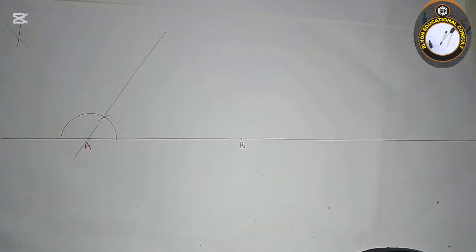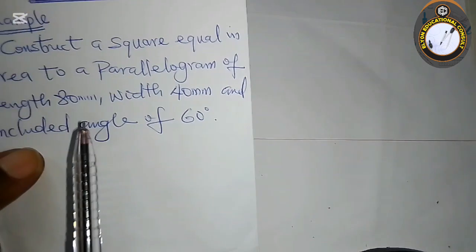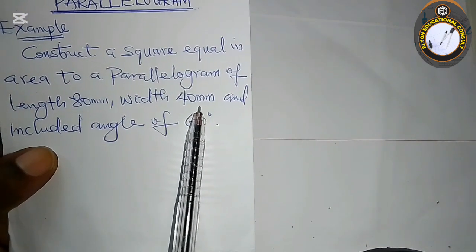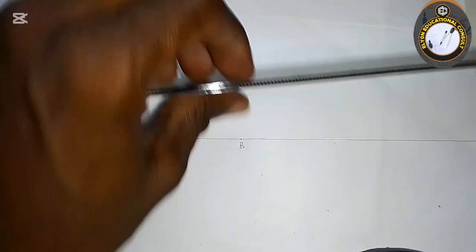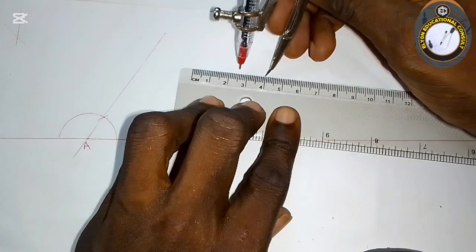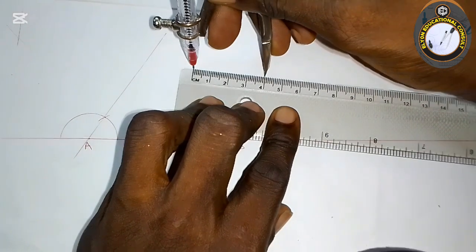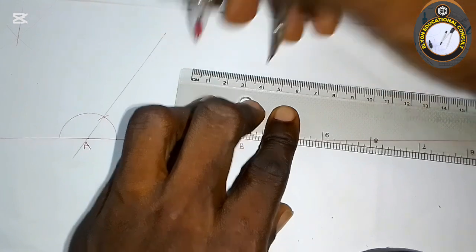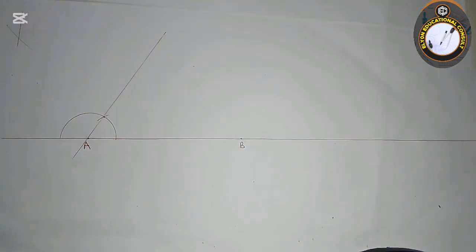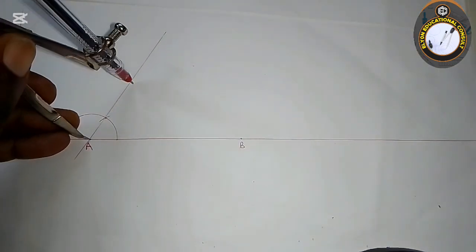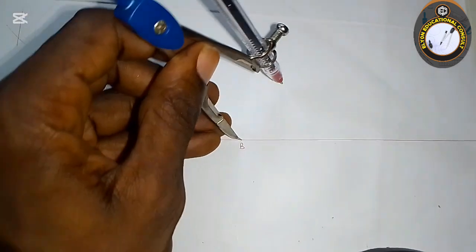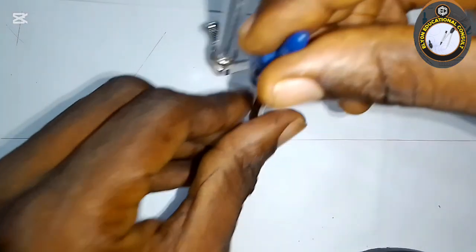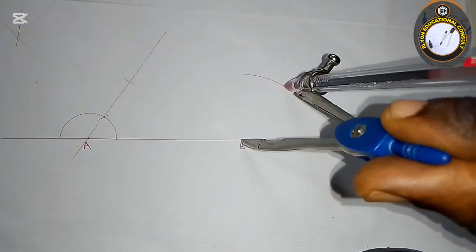The next thing I will do now is that we are told that the width of the parallelogram is 40. So I will measure 40 now. I'll place here, strike an arc to cut this. Place at B as well, strike an arc, open arc like this.